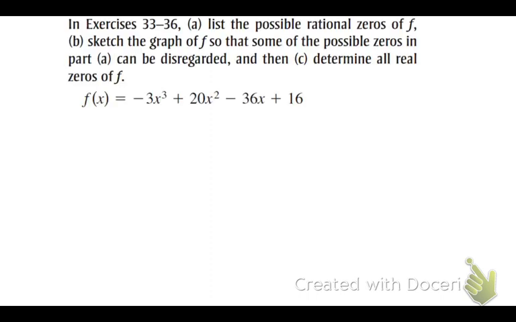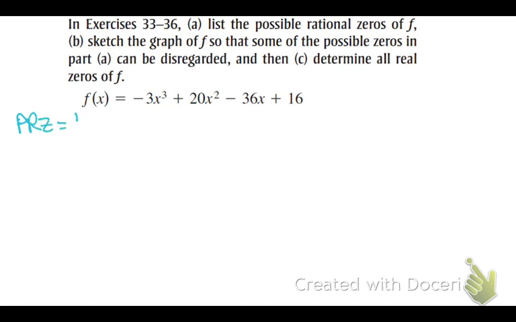I want to look at this because I want to look at the directions. That's the only reason this is up here. Okay. So, the list of all possible rational zeros of f. Sketch the graph so that some of the possible zeros in part A can be disregarded. Then determine all real zeros of f. Okay, so list the PRZs. Have we been doing that? Okay.